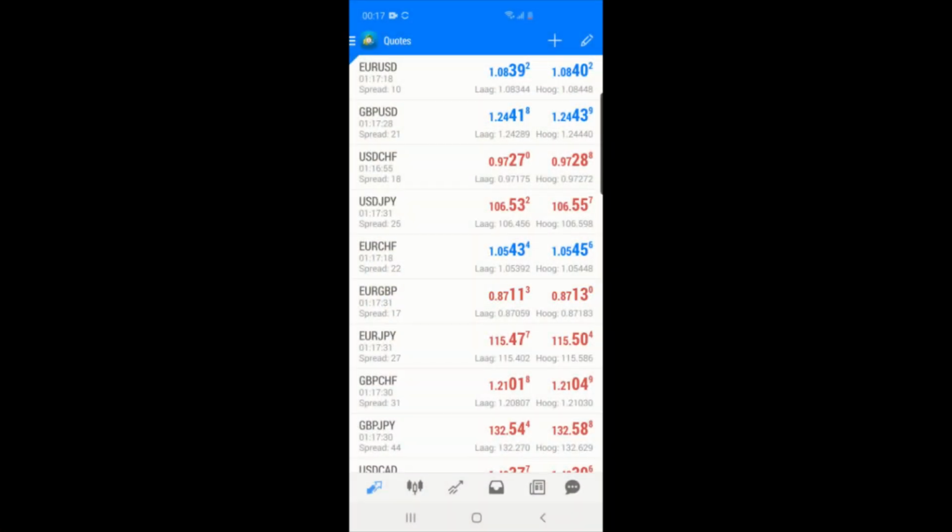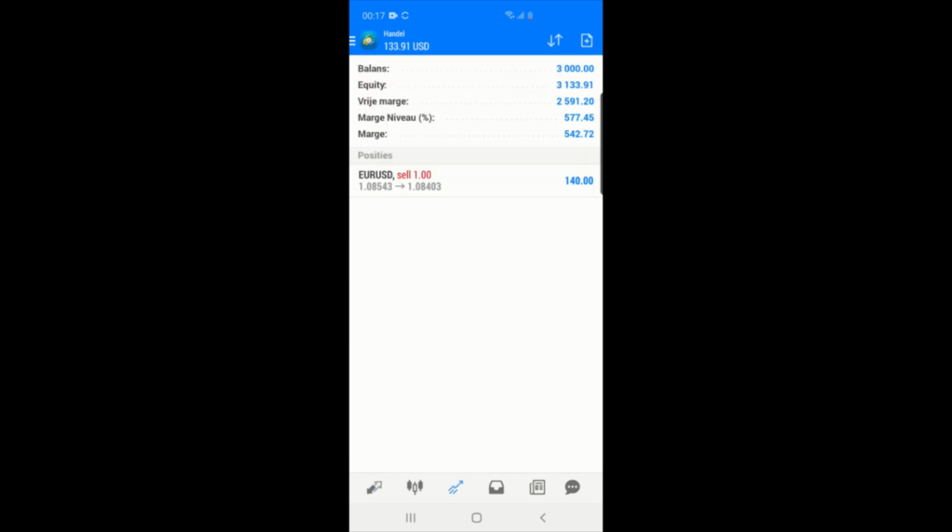Here's a short tutorial on how to take partials. We are currently on a demo account and we have one open trade in EUR/USD. When we go to our open trades, we can see that we have one trade running with an entry point of 1.08543 and the price is currently at 1.08402.